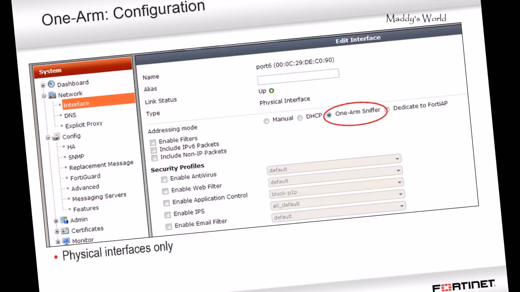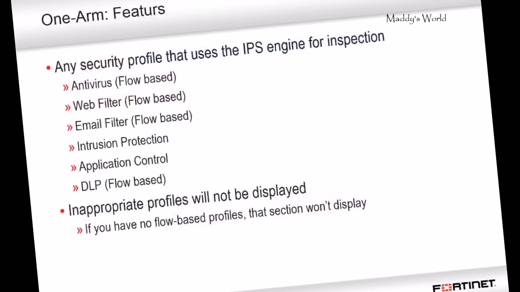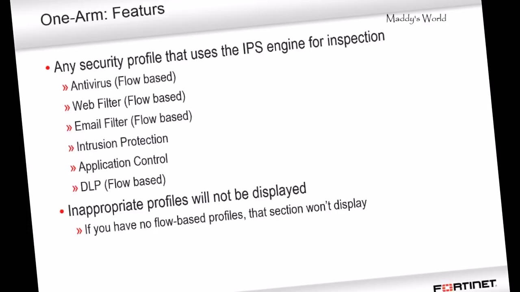Sniffer mode is enabled on a FortiGate's physical interface, not a logical interface such as a VLAN. When you enable sniffer mode on an interface, you can use any security profile that uses the IPS engine. This means that you can do antivirus scanning if it is flow-based, since flow-based uses the same engine as IPS. FortiGate won't allow you to select profiles that aren't appropriate for one-arm inspection. They're automatically filtered out. If you don't have any appropriate profiles, the GUI won't display that action.